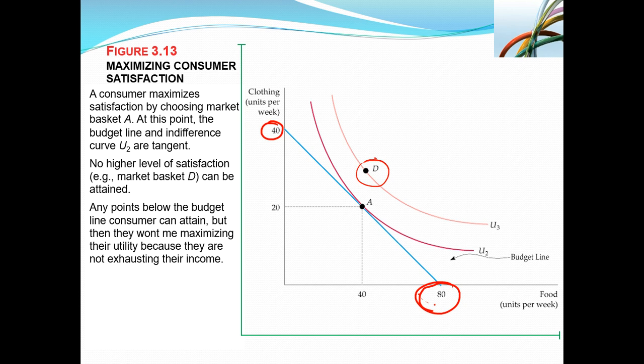Bundle D gives this guy U3 amount of utility, but it is not possible for him to afford that bundle, looking at his income and the prices of clothes and food. It's not possible for him to be consuming at bundle D. Why? That bundle is beyond his income. Therefore, the only bundle that this guy can consume is bundle A.